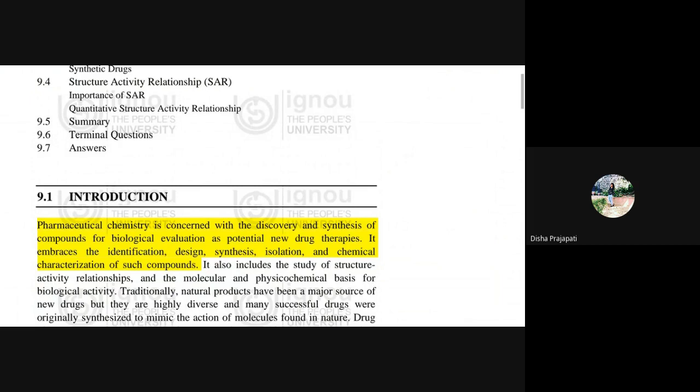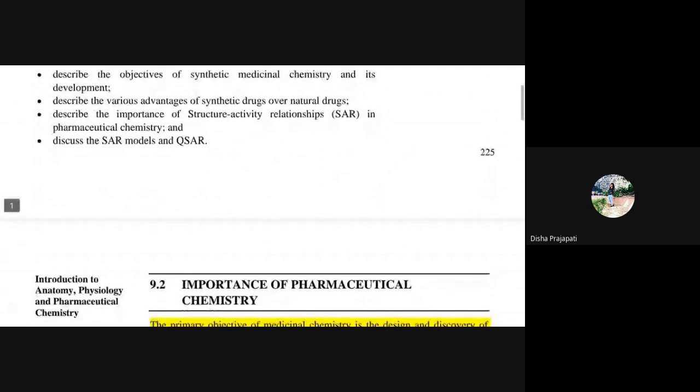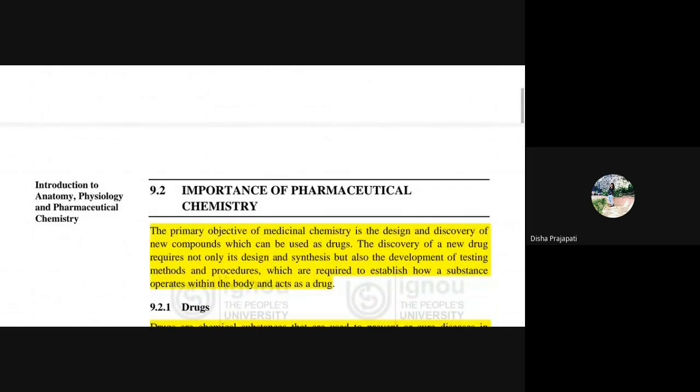It embraces the identification, design, synthesis, isolation, and chemical characterizations of such compounds. So the objectives of this unit are to describe the objectives of synthetic medicinal chemistry and its development, describe the various advantages of synthetic drugs over natural drugs, describe the importance of structure activity relationships in pharmaceutical chemistry, and discuss the structure activity relationship models and QSAR. So, importance of pharmaceutical chemistry.